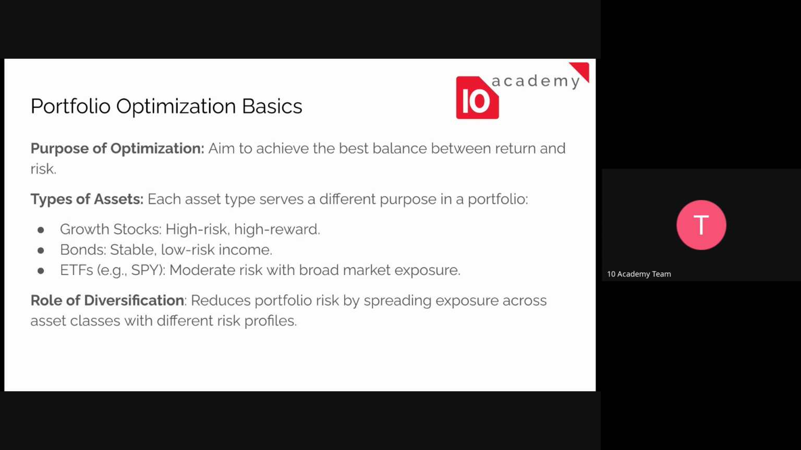And so you have to choose how much percent. If you have $100, how much of it do you want to invest in the growth stocks? How much of it do you want to invest in the bonds, and how much of it do you want to invest in the ETFs or other stocks? That's what you're trying to figure out, so that you minimize the risk and you will still get some return.